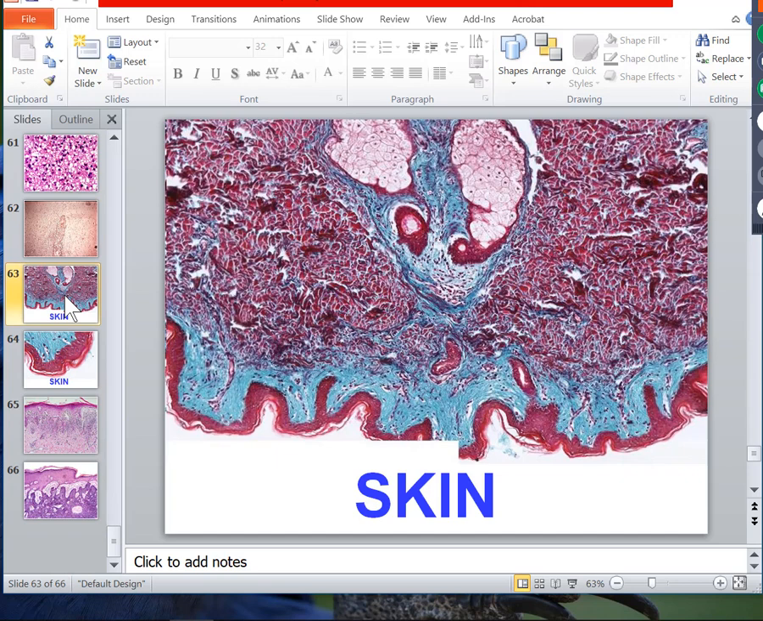And that's the world's most normal skin. And now you could see the epidermis. And then we use a connective tissue stain to see the papillary dermis.